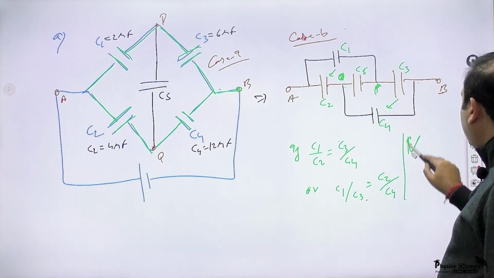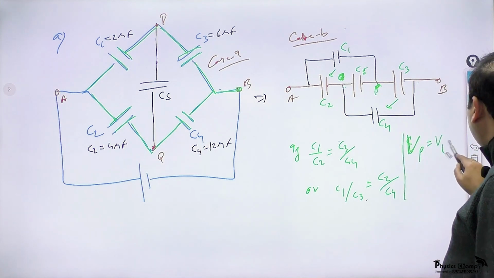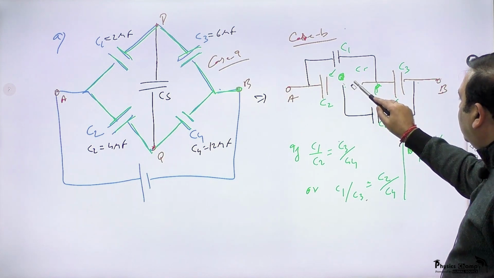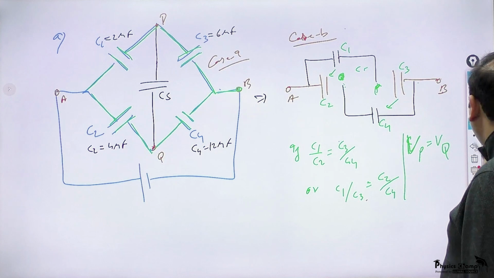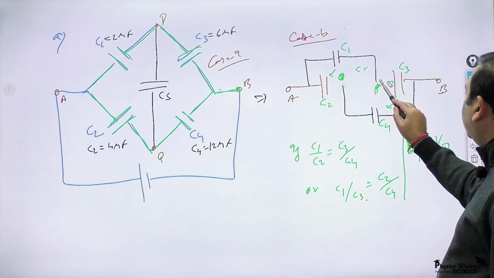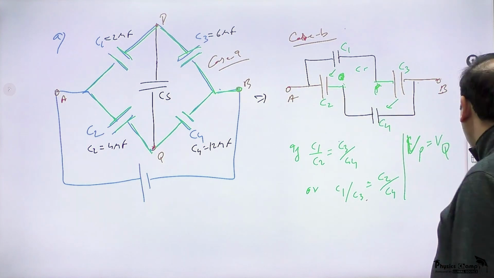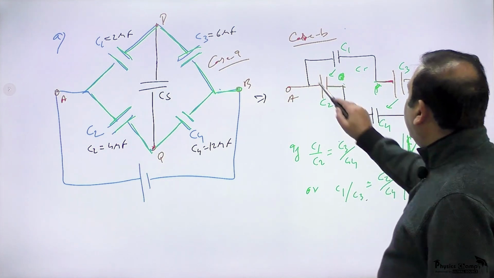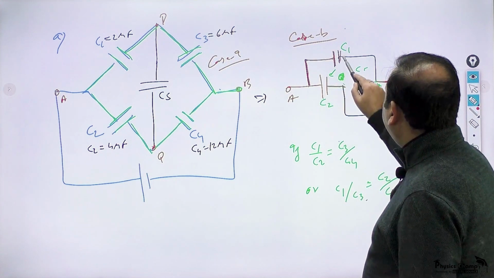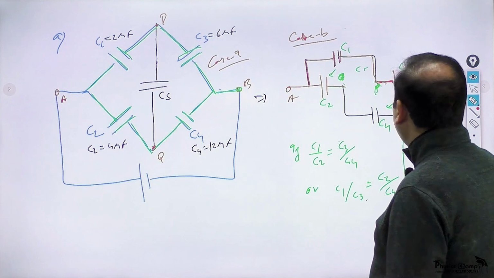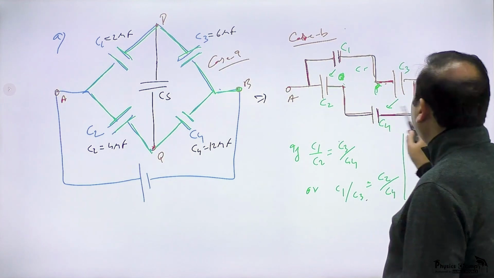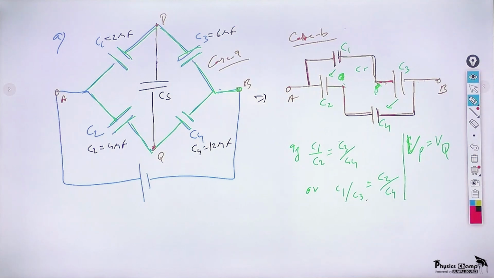Potential of P is equal to potential of Q. It means C5 becomes negligible. So you can leave that C5 and connect the rest. So it goes like this. And in this condition it is clearly evident that C1 and C3 are in series. Here C2 and C4 are in series and equivalent of them are in parallel.